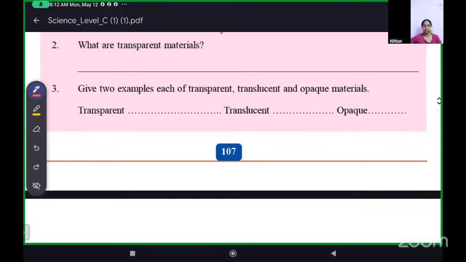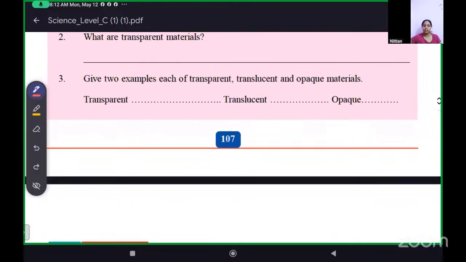Ma'am, transparent is like glass. Yes. Like when you go to a hotel, they have those curtains which are translucent. Yes. And then opaque is basically most things. Clothes, anything. Yes, Emma. Good. Anna, you want to give examples of these three types of materials?